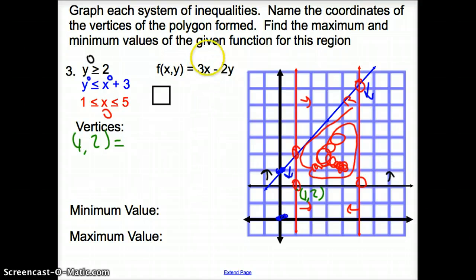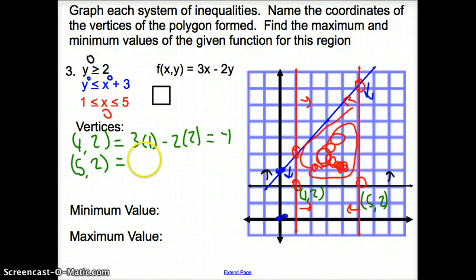gives us a value when we put it in here, and I'm going to write the first one out for us. 3 times 1 minus 2 times 2. This gives us a value of -1. Here, this is vertex 2, 3, 4, 5, 5, 2. So 5, 2 is another vertex that I'm going to put over here. And that's going to give us 15 minus 4, which is 11.